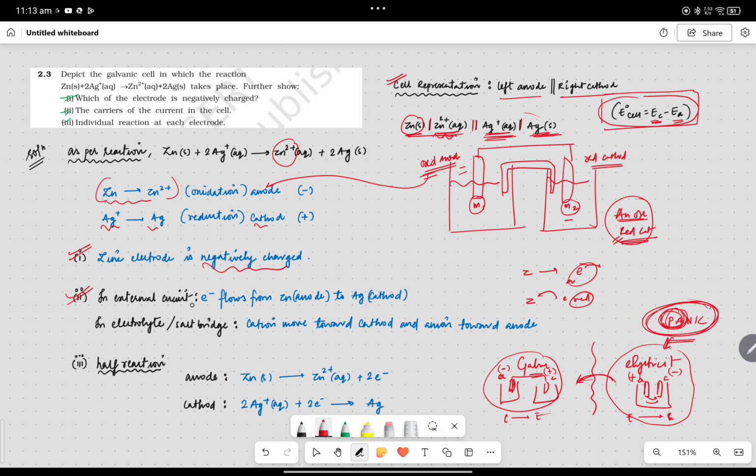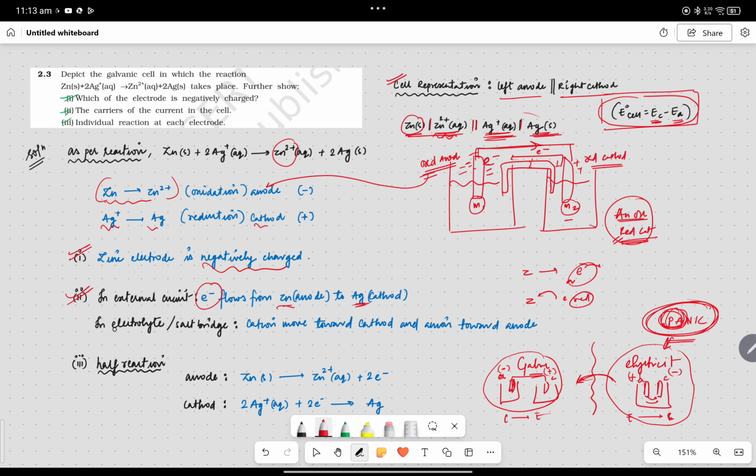In the external circuit, electrons flow from Zn to Ag, that means anode to cathode, because electrons are getting generated here and so much positive charge is generating here. That means electrons will move from there to there. Our conventional current will move from positive to negative. Simple. Electrons will move from anode to cathode, and current will move from cathode to anode. So electrons will flow from zinc to Ag.